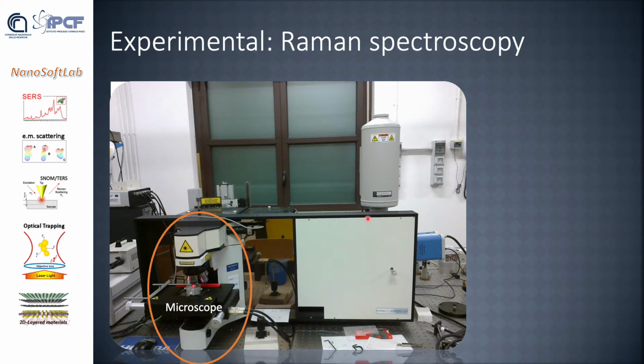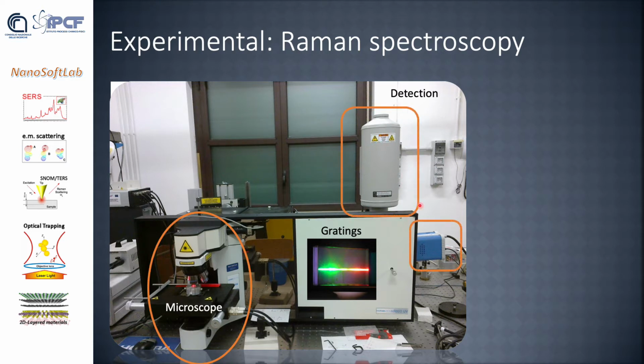This is the image of the spectrometer that we have in our labs. It is composed of a microscope. You see here the glow of the laser light and the microscope objective. Then the backscattered light is sent through the monochromator and through the gratings that allow to disperse the different colors or components, and then detection is carried out by solid-state detectors.